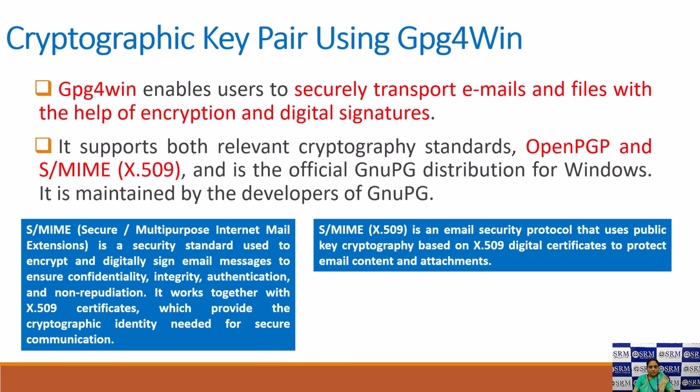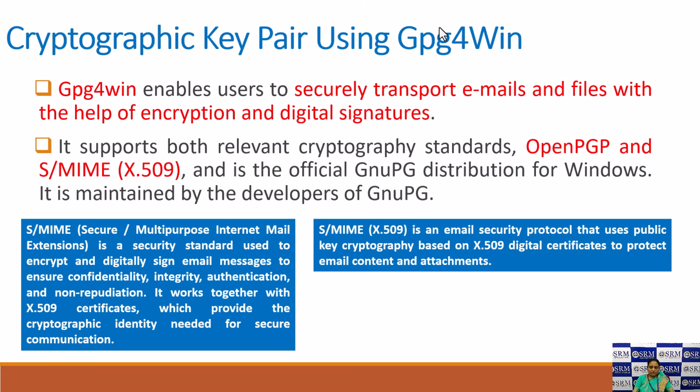Cryptographic key pair using GPG4Win. It's for Windows basically. GPG represents GNU Privacy Guard. GNU is basically a Linux-based operating system. It's a kind of software. So this GPG4Win enables users to securely transport emails and files with the help of encryption and digital signature.